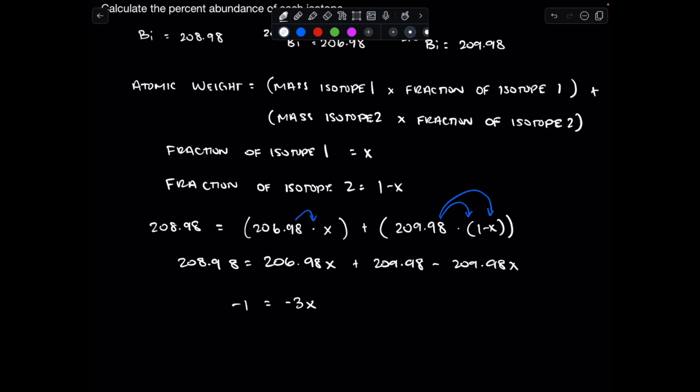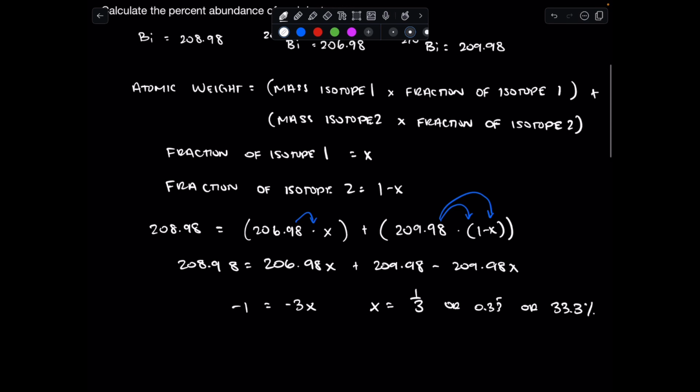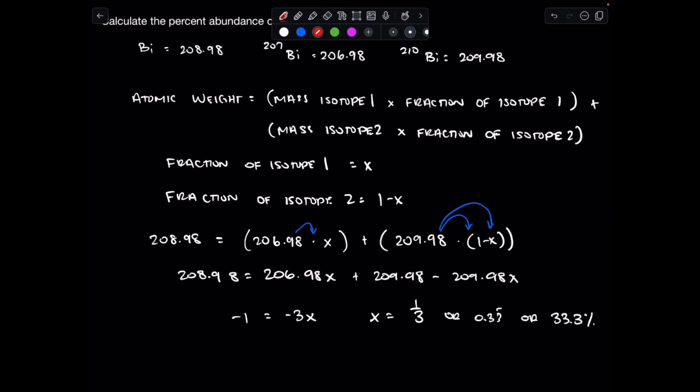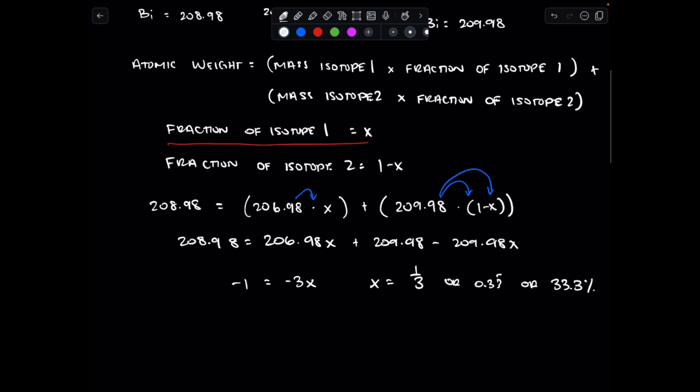-3x. Now to solve for x, we know that x is equal to positive 1/3, or 0.33 repeating, or 33.3%. So now we know that the fraction of bismuth 207, which is again the fraction of isotope 1, is equal to 33%. So the fraction of 207 bismuth is equal to 33.3%.